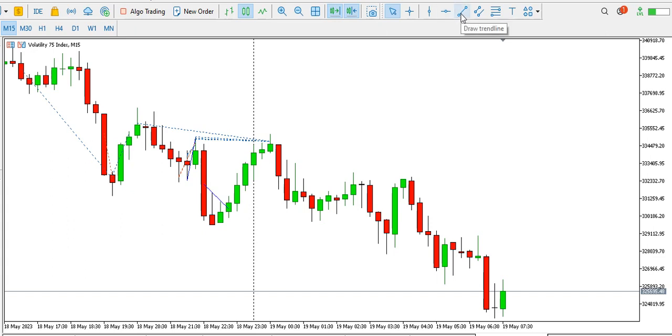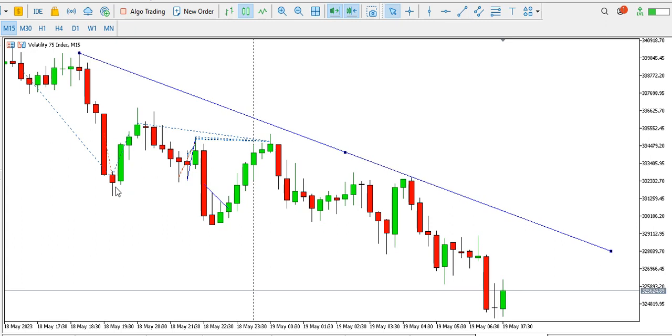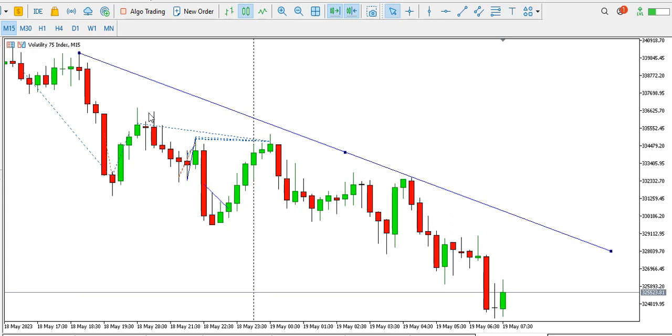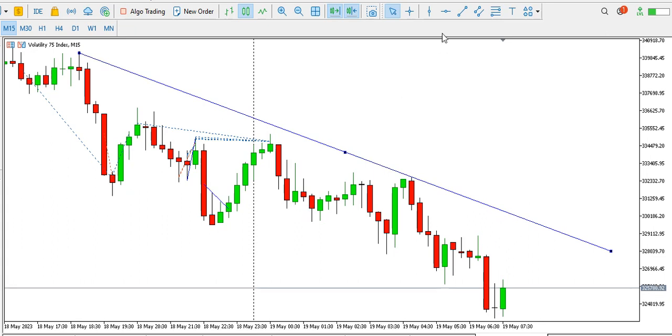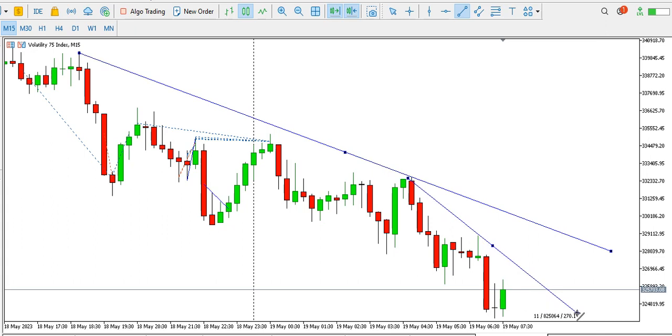On the 15 minutes time frame, price continues to establish a low, lower low, lower high, lower low, lower high, lower low, lower high, lower low, lower high. It's a bearish structure on the 15 minutes time frame. We might see a retracement up to this point.